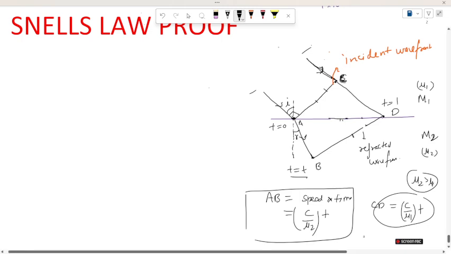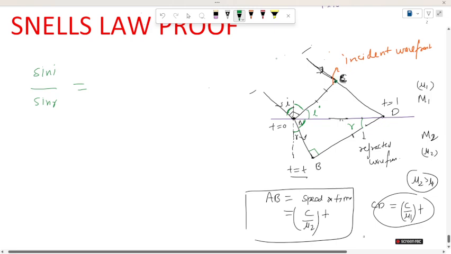Now let's start the proof, how to prove this. So this angle is I, and this will be 90 minus I, so this will be I. Similarly, this is R, so this is 90 minus R, and this is perpendicular, so this is also R. So I can write sine I upon sine R from these two triangles.